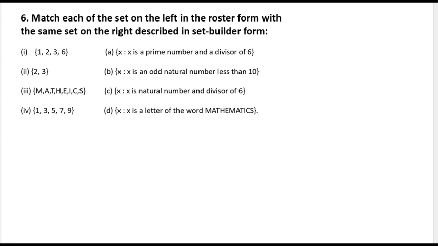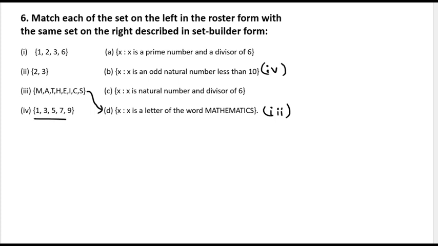Next question is match each of the sets on the left in the roster form they have given with the set builder form. Okay, we can easily match this one, that is the third one. We can easily match 1, 3, 5, 7, 9. It is an odd number and it is a natural number. It is less than, that means this is the fourth answer.